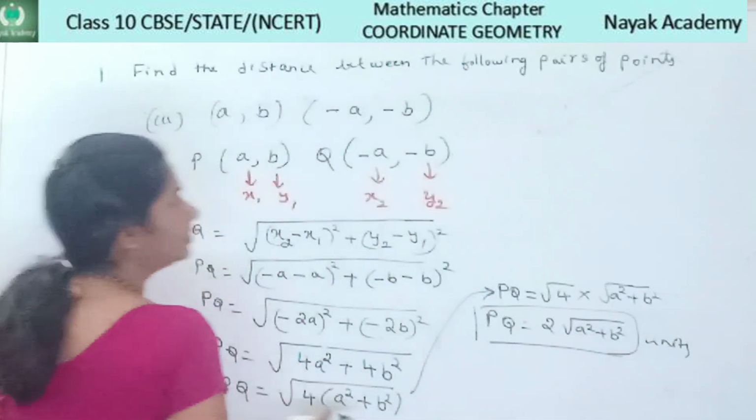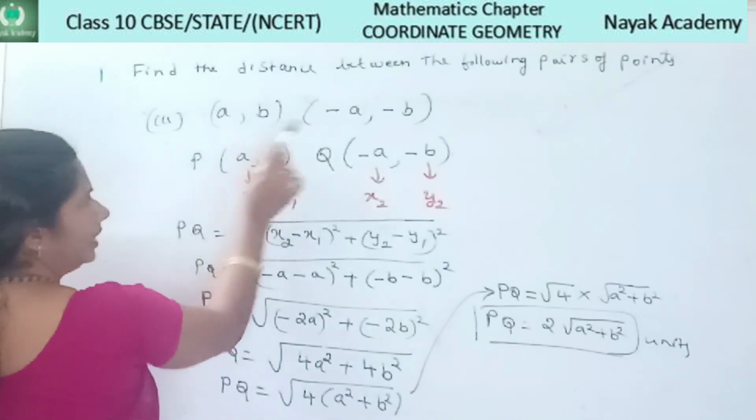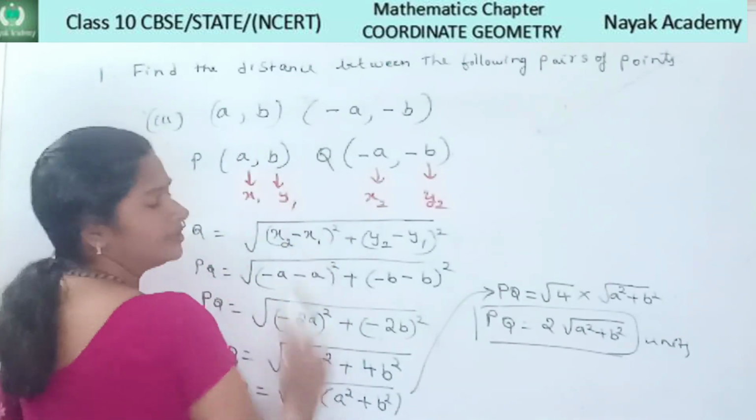This is the distance between these two given points (a, b) and (minus a, minus b).